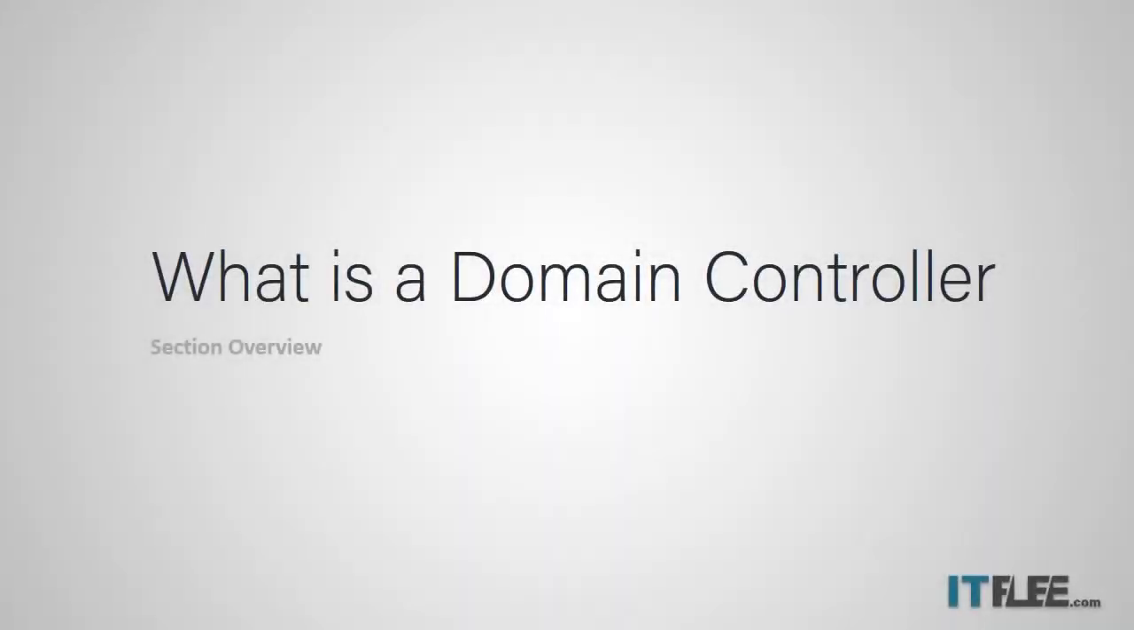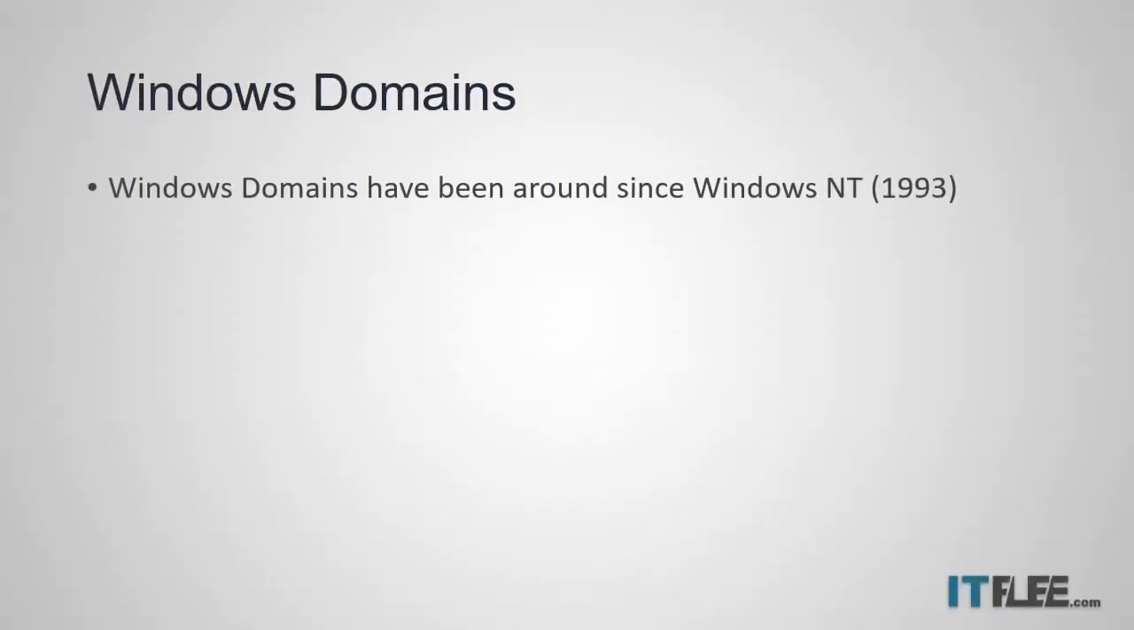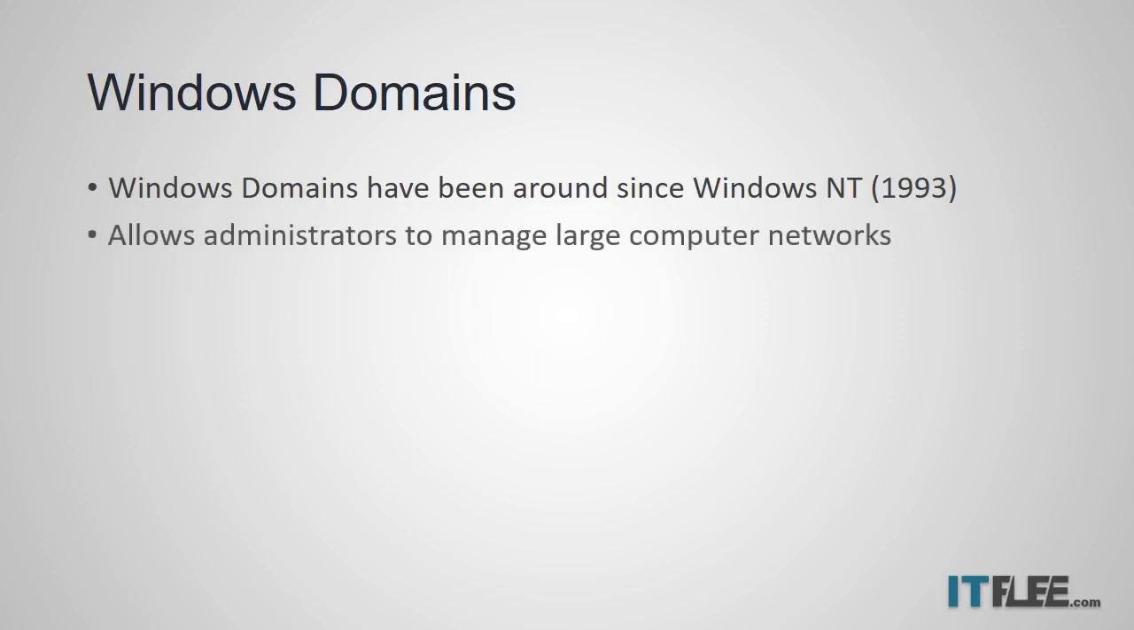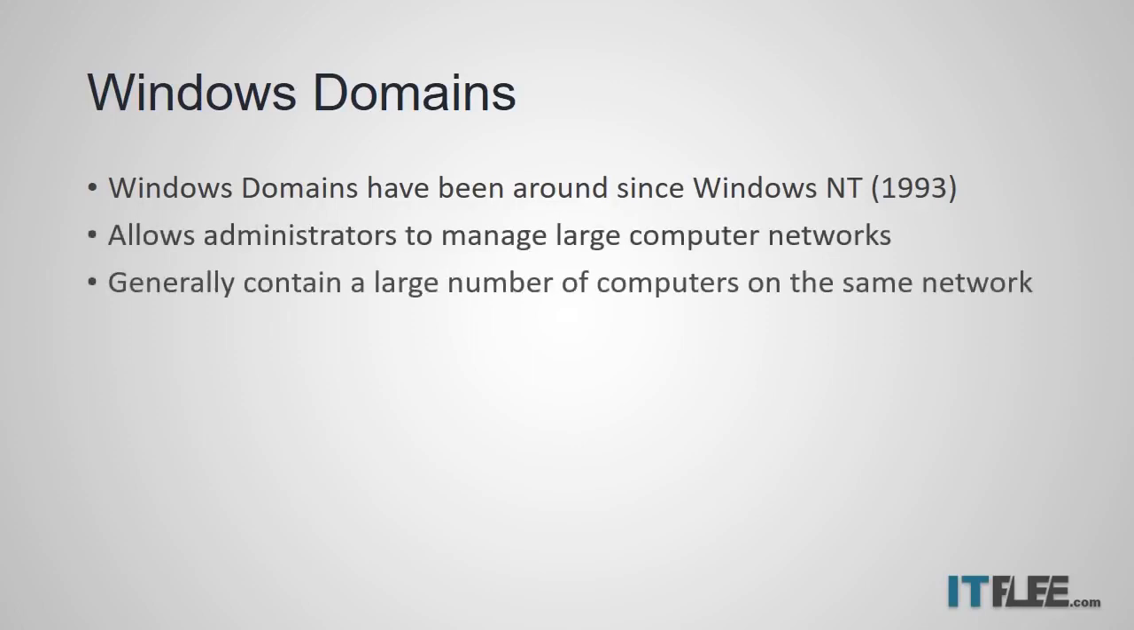The goal of this lecture is to help you understand what a Windows domain and Windows Domain Controller is. Windows domains have been around since 1993 with the release of Windows NT. They provide system administrators an efficient way to manage small or large networks. You only need one domain controller, or DC for short, to build a Windows domain, although most Windows domains contain several servers and computers.